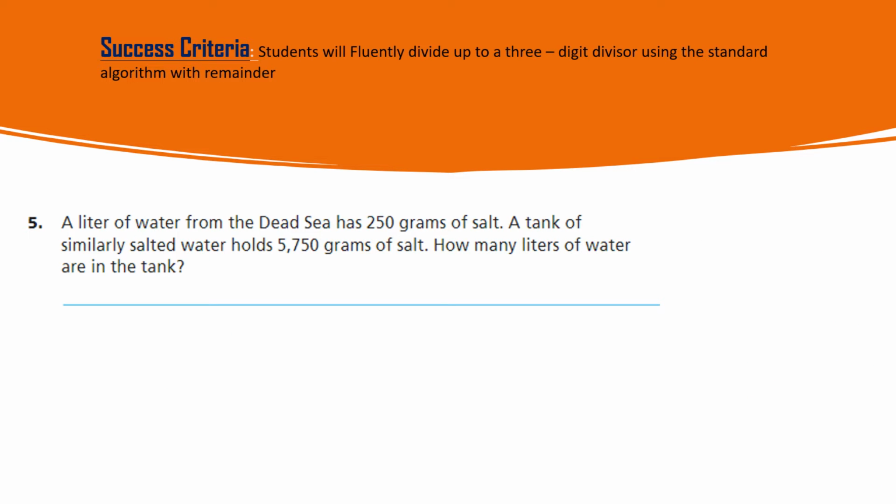A liter of water from the Dead Sea has 250 grams of salt. A tank of similarly salted water holds 5750 grams of salt. How many liters of water are in the tank? Now, how many liters of water are in the tank if 250 grams of salt is inside the water? So let's see what we will do.